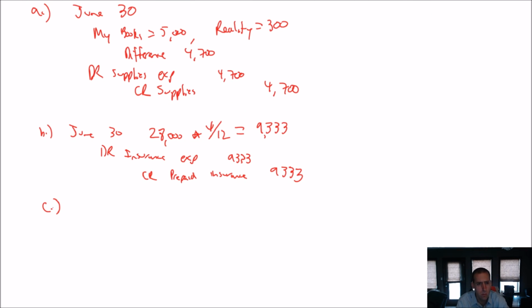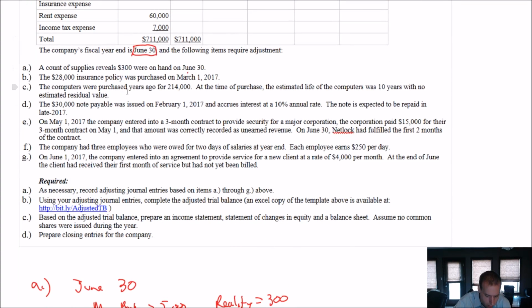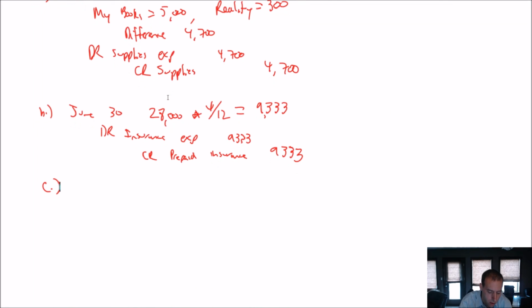The computers were purchased years ago for $214,000. At the time of the purchase, the estimated life of the computers was 10 years. So 214,000 divided by 10 years means it's going to be 21,400 per year. Now I've got to say, how many months did I own them for this year?